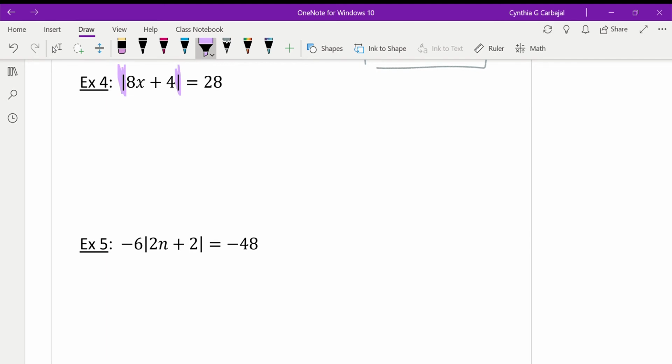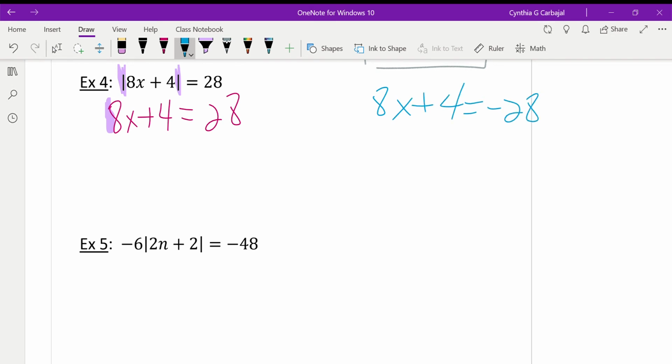So we're going to split it into the positive 28, and then the same equation, but now set it equal to a negative 28. Right? Because we always have two possible answers when we have absolute value, right? So then we have to start solving.